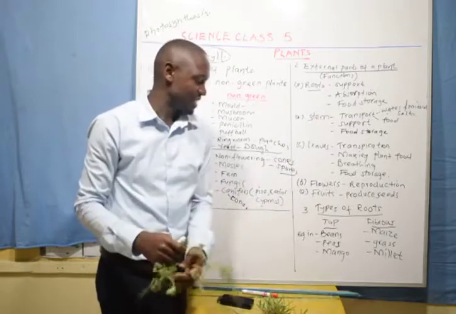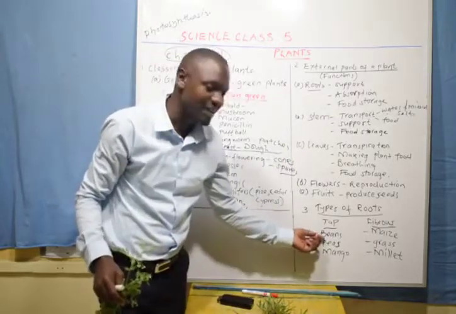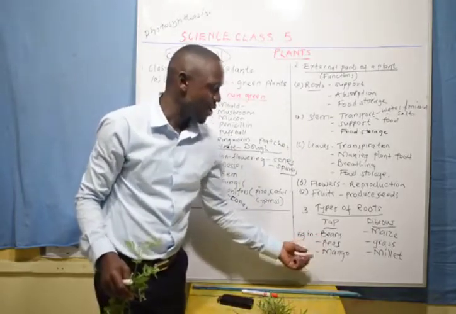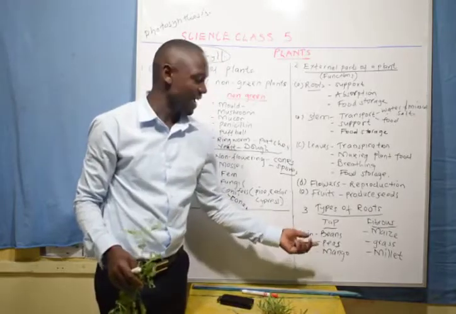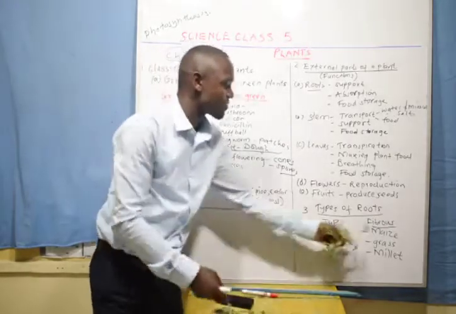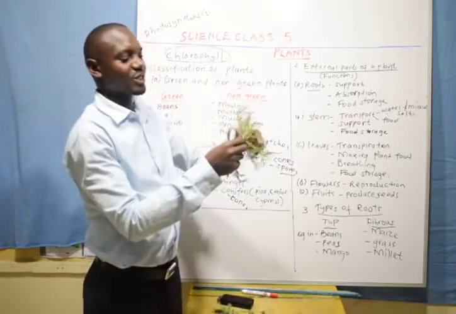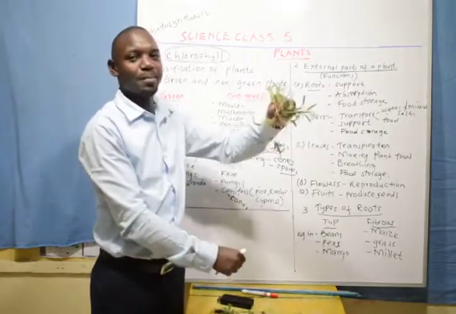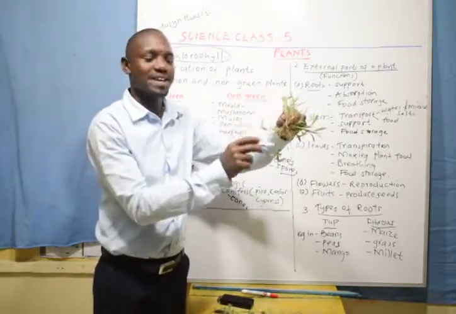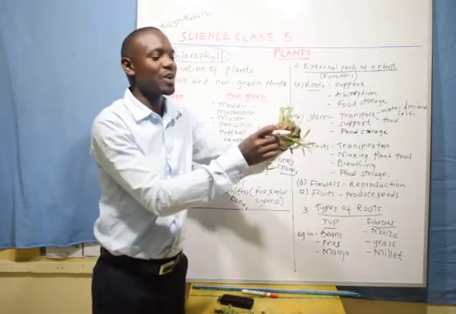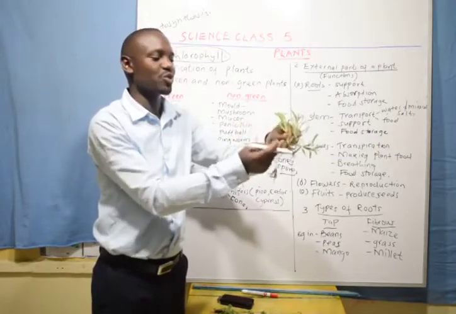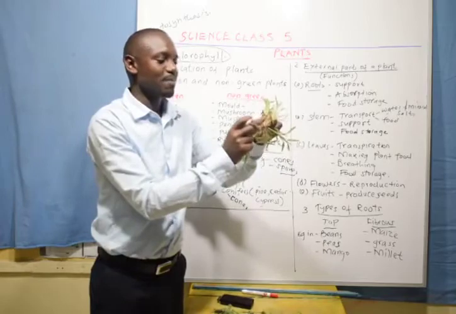Plants with the taproot system include the beans, peas, mango, cowpeas. All those are taproot. Then we have the fibrous root. Fibrous root is whereby we don't have one main root, but we have very many small roots which grow from the base of the plant.